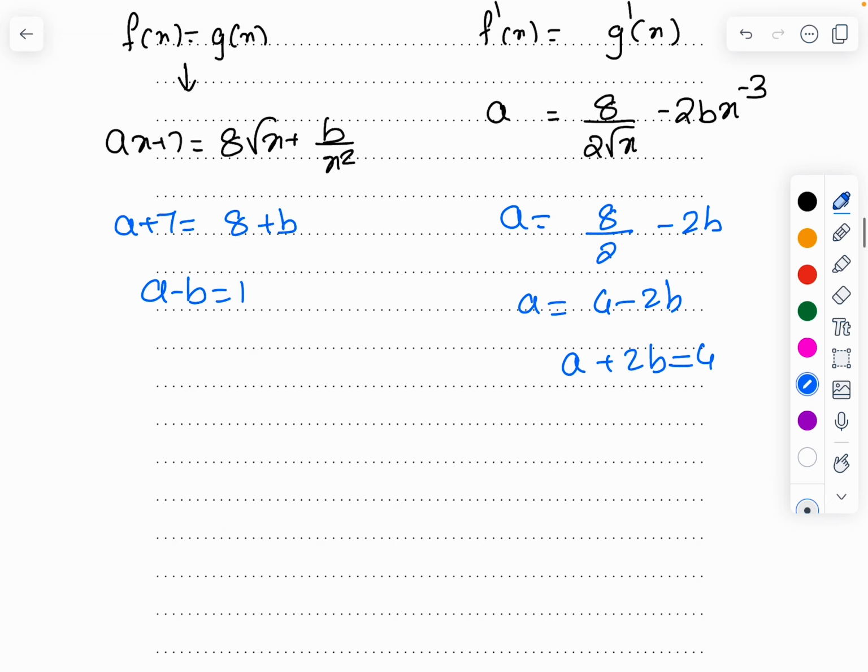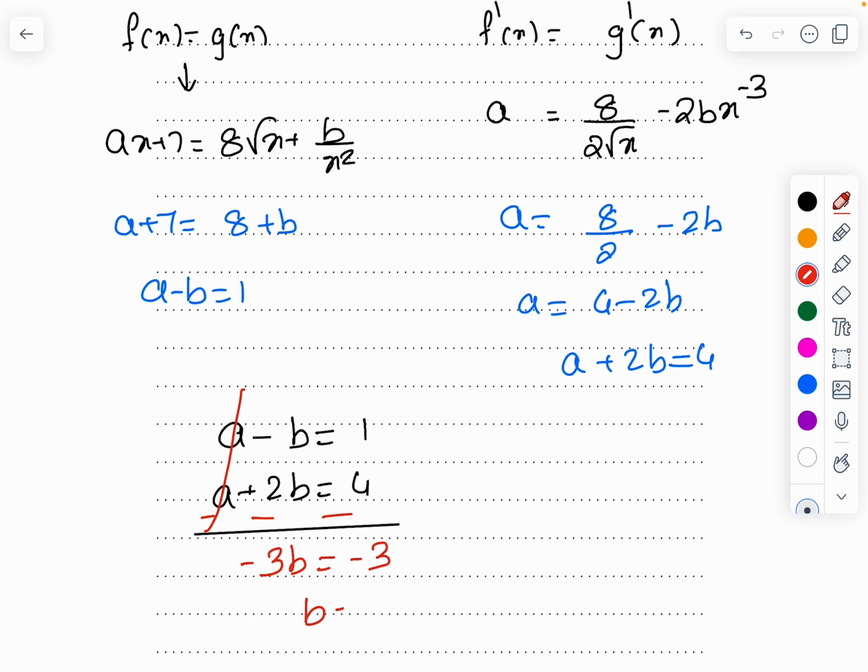I got two equations. I need to solve these two equations. a minus b equals 1. a plus 2b equals 4. I'm going to subtract these two equations. Minus, minus, minus. a gets cancelled. Negative 3b equals negative 3. b equals 1. Plug in b equals 1 in any one of the equations. So you get a plus 2 equals 4. a equals 2.